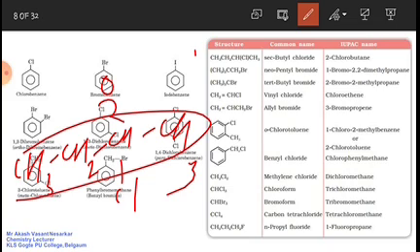So how to name common name? First alkyl group. So which is the first alkyl group? Carbon group. Okay, 1 2 3 4. So secondary butyl, which halogen is present? Chloride. So this is the common name of this molecule, secondary butyl chloride.